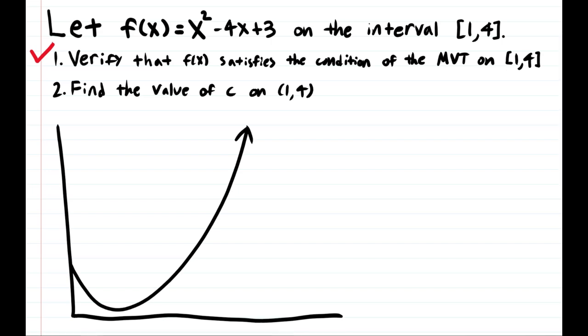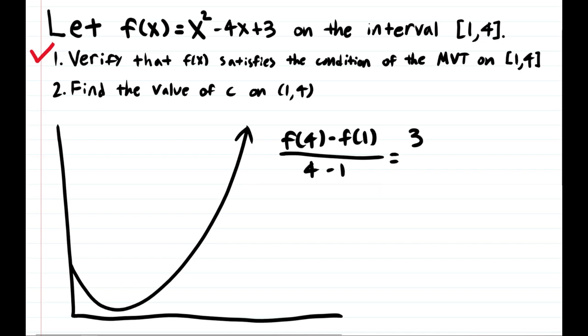So the first step we need to do is find the average rate of change on this interval, which is f of 4 minus f of 1 over 4 minus 1. We know f of 4 is equal to 3 and f of 1 is equal to 0. So our final answer is 3 over 3, which is equal to 1.